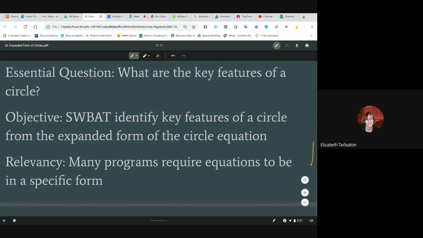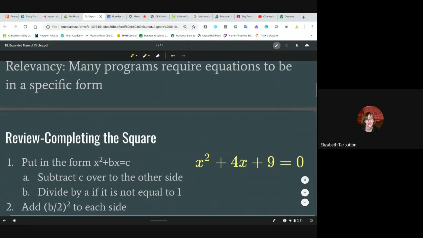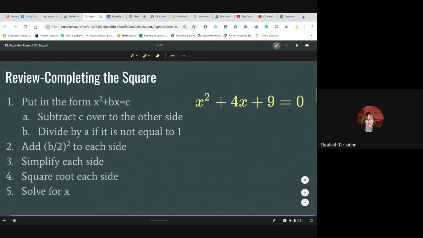Today, our objective is to identify key features of a circle from the expanded form of the circle equation. So this is going to be looking at a different form of the equation. And we would want to look at this because if we're making a digital image, we might have to use a program that only accepts an equation in a certain form. So to help us out with this, I wanted to review completing the square on quadratics.